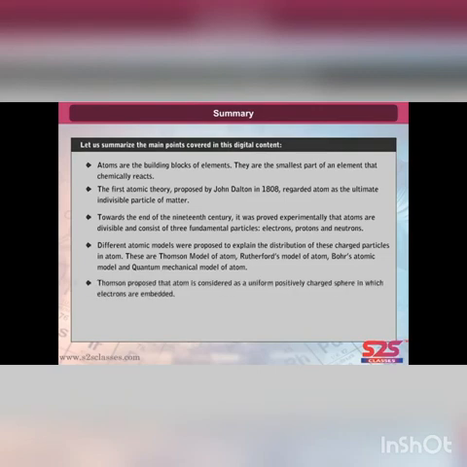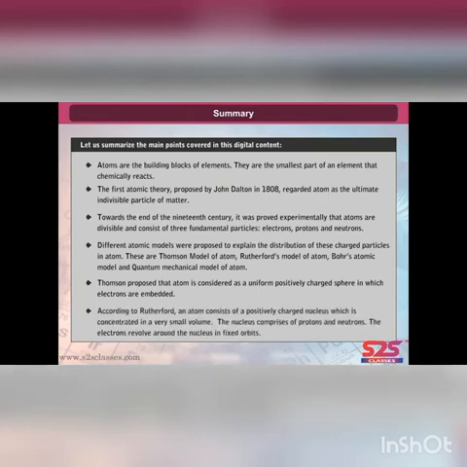Thomson proposed that the atom is a uniform positively charged sphere in which electrons are embedded. According to Rutherford, an atom consists of a positively charged nucleus which is concentrated in a very small volume. The nucleus comprises protons and neutrons. The electrons revolve around the nucleus in fixed orbits.